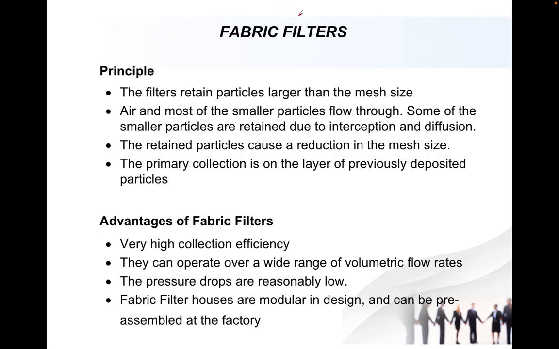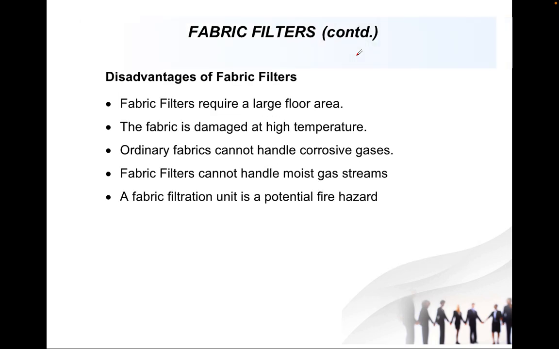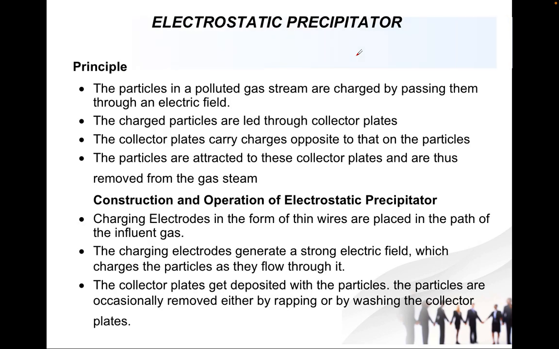Similarly, the fabric filter is a simple type of filter where there is a mesh and the flue gases are passed through that fabric. The gas will easily pass out, but the particulate matter will adhere to the filter. So this is the simple one, and those are the advantages and disadvantages of the fabric filter. Then the electrostatic precipitators. This is the important one. This particular device is most important. Here we are using the electrostatic force, or we can say the electrostatic property of that particulate matter.